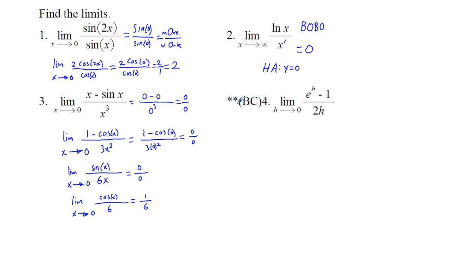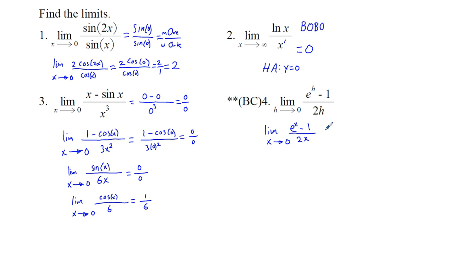Next, 4, which is from a previous BC calculus test. So we have the limit as h approaches 0 of e to the h minus 1 over 2h. And what I would like to do is, this h seems kind of strange here, so I'm just going to rewrite this as the limit as x approaches 0 of e to the x minus 1 over 2x. So we're just making a more standard looking variable here.